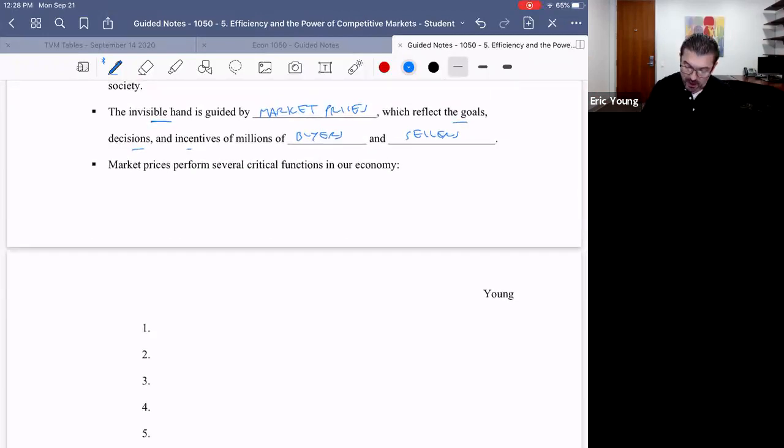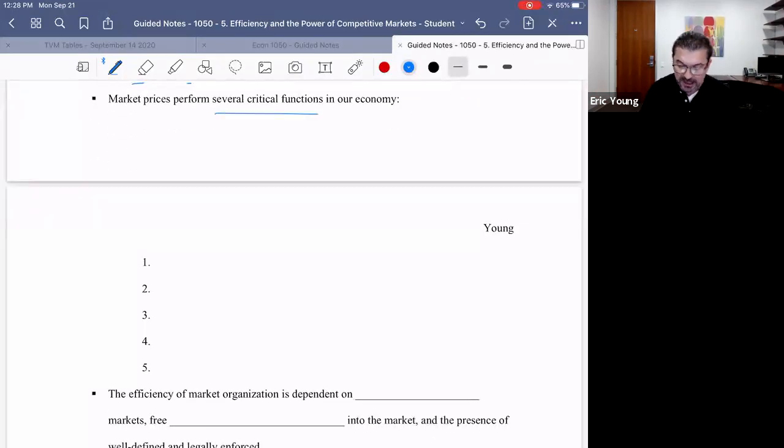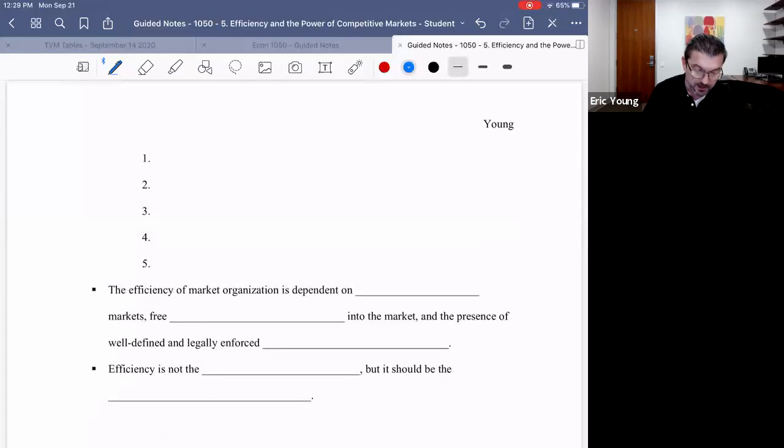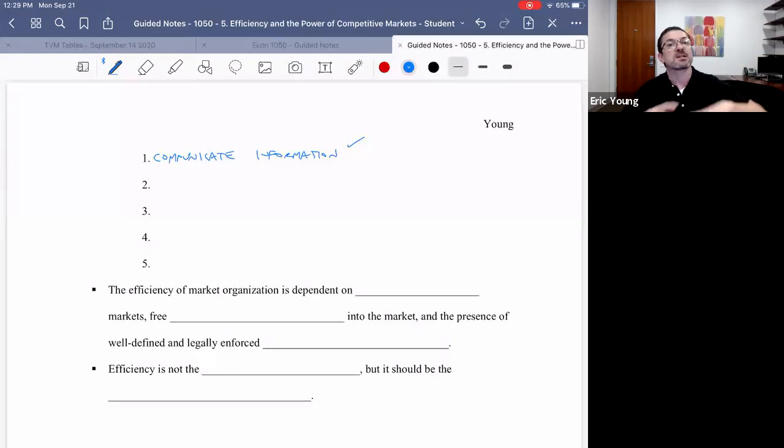Market prices, again, are very critical. Market prices perform several key functions in our society. What do market prices do? Well, number one, market prices communicate information. The movement of prices up or down as equilibrium adjusts to changing supply and demand conditions conveys information. Prices are like a shorthand because they embody all the underlying incentives and forces. So prices are a shortcut and they convey information.